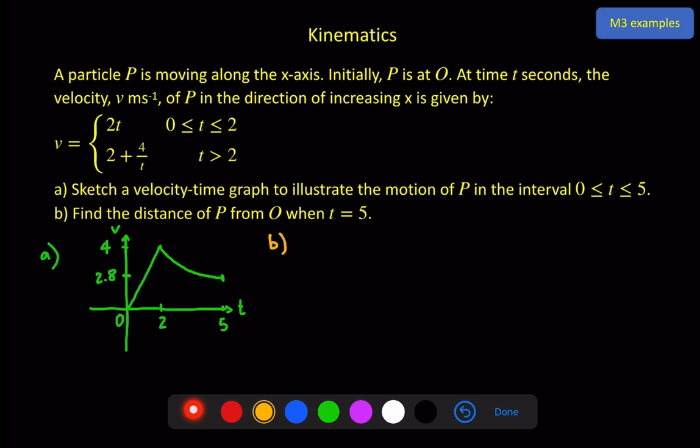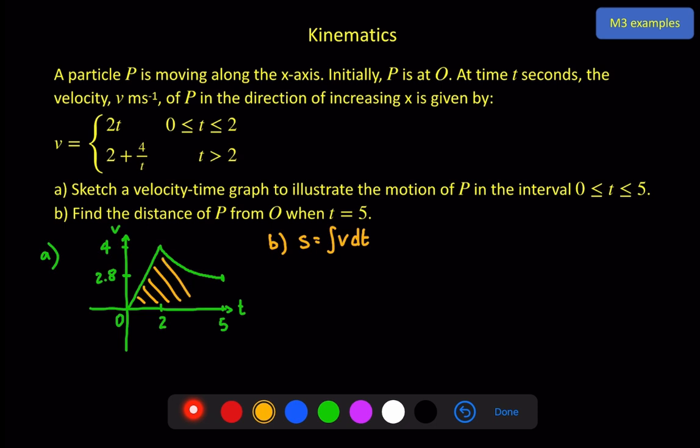So what I would normally do is to say, okay, displacement is equal to the integral of v dt, and work that out and put in t is equal to 5. And that would work, except in this case you've got two functions to integrate, and you would have to put in t is equal to 2 here first, and then for this one you would have to go from 2 to 5. You can kind of get around that a little bit by remembering the area under your velocity time graph is equal to the distance traveled.